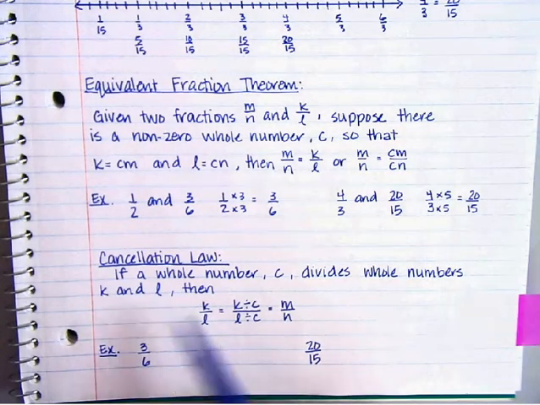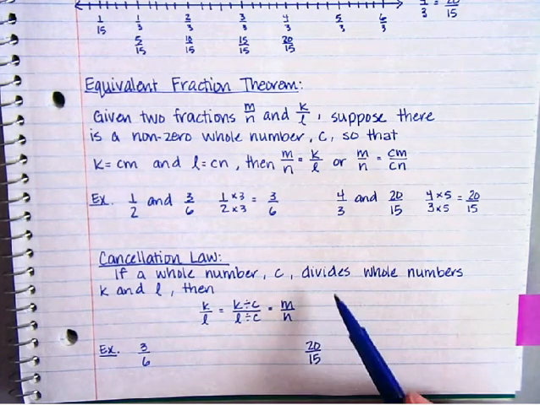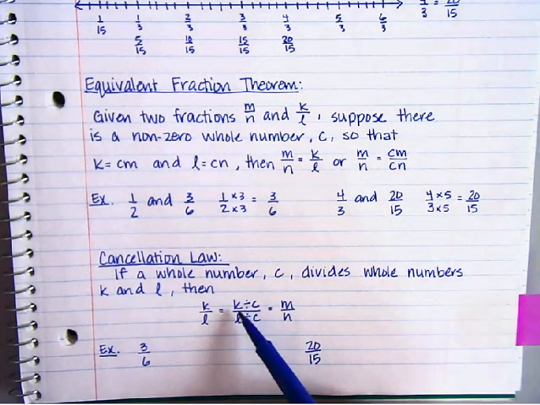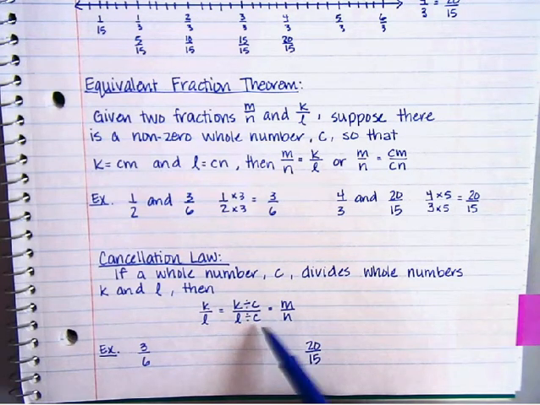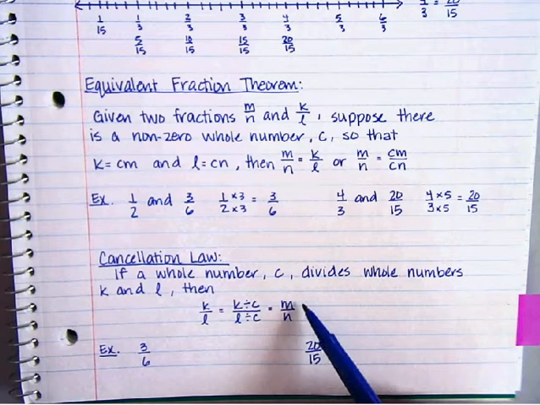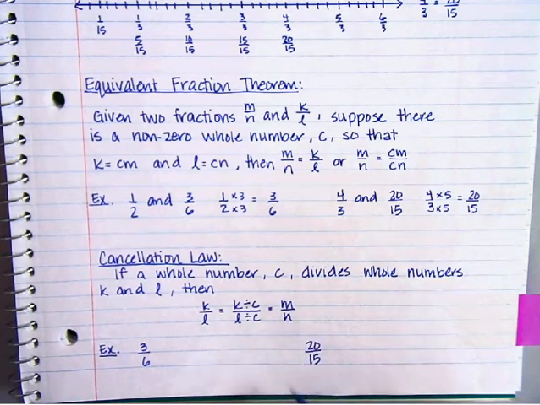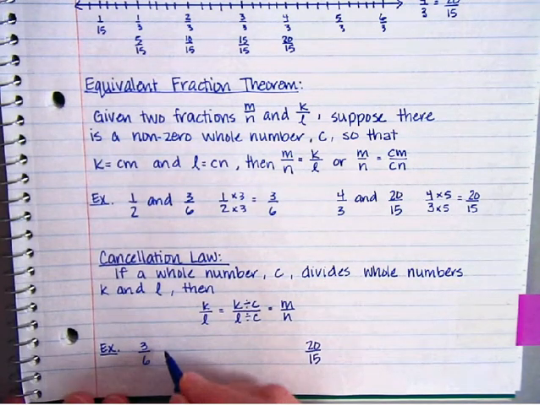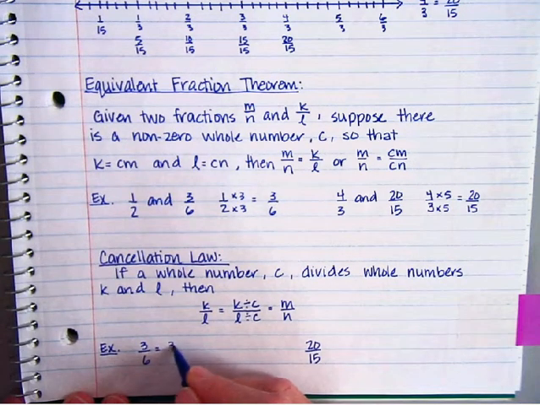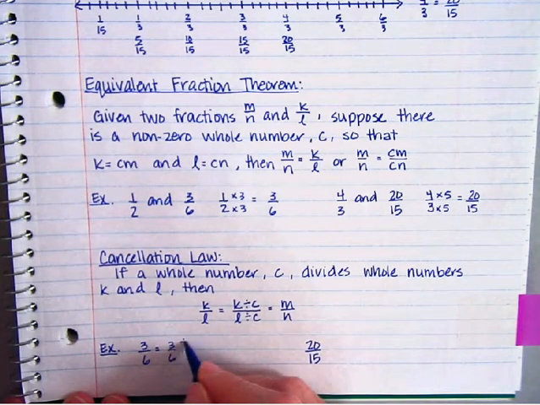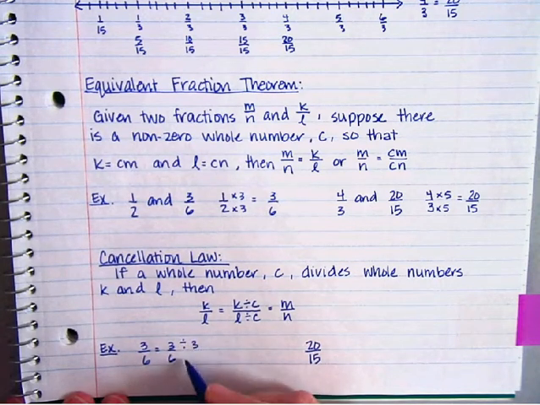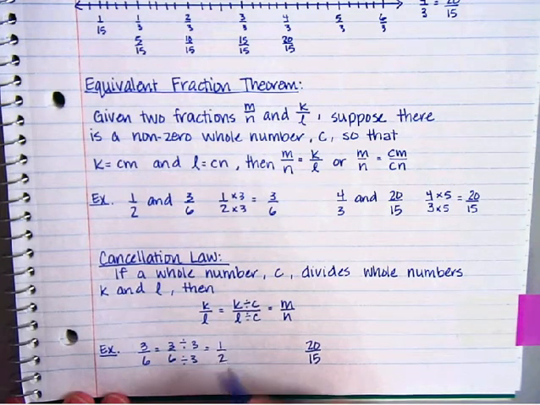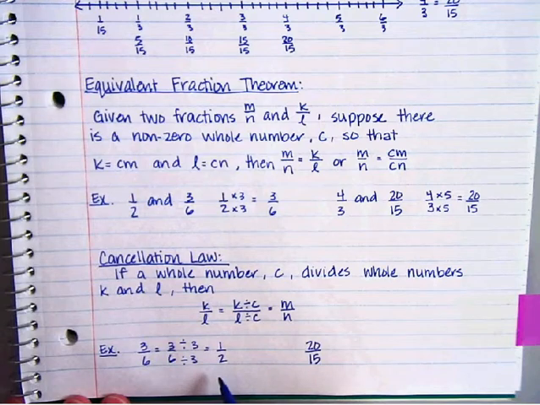So if you have a whole number c, and it divides whole numbers k and l, then k over l is k divided by c, and l divided by c, which is going to take me back to m over n, which is equal to k over l. So let's take a look at 3/6. If I take 3/6 and divide it by a whole number, in this case let's say 3, so divide the top and the bottom by 3, then I'm going to get 1 over 2. So 3/6 is the same or equivalent to 1/2.